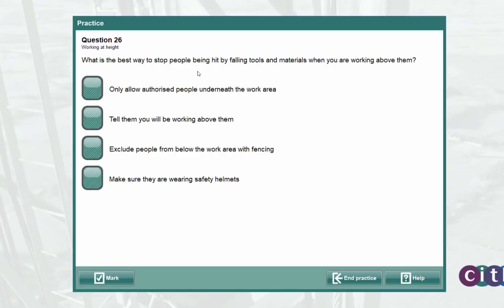What is the best way to stop people being hit by falling tools and materials when you are working above them? Only allow authorised people underneath the work area. Tell them you will be working above them. Exclude people from below the work area with fencing. Make sure they are wearing safety helmets.